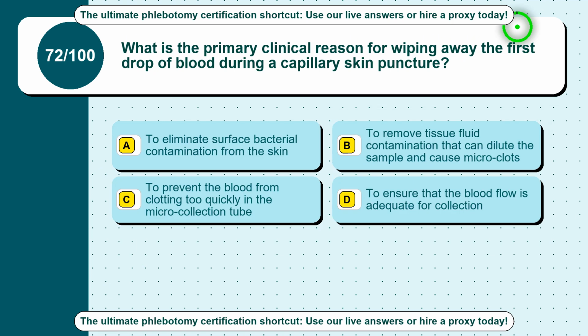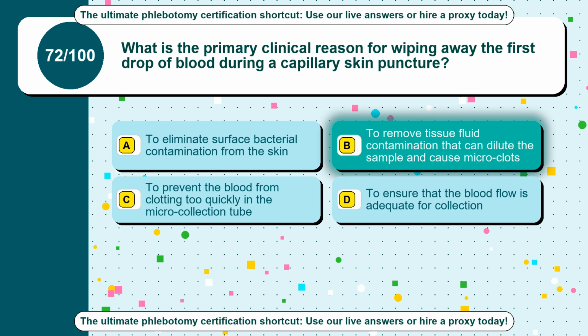Question 72. What is the primary clinical reason for wiping away the first drop of blood during a capillary skin puncture? Option A, to eliminate surface bacterial contamination from the skin. Option B, to remove tissue fluid contamination that can dilute the sample and cause microclots. Option C, to prevent the blood from clotting too quickly in the microcollection tube. Option D, to ensure that the blood flow is adequate for collection.